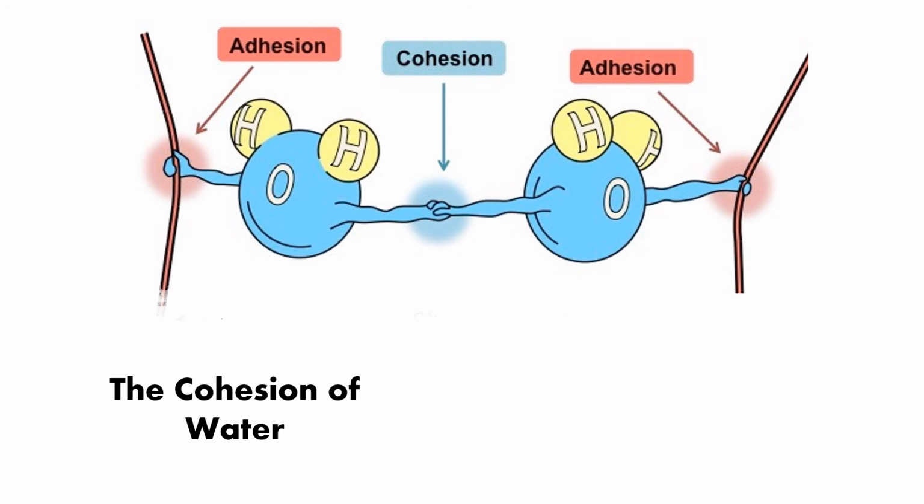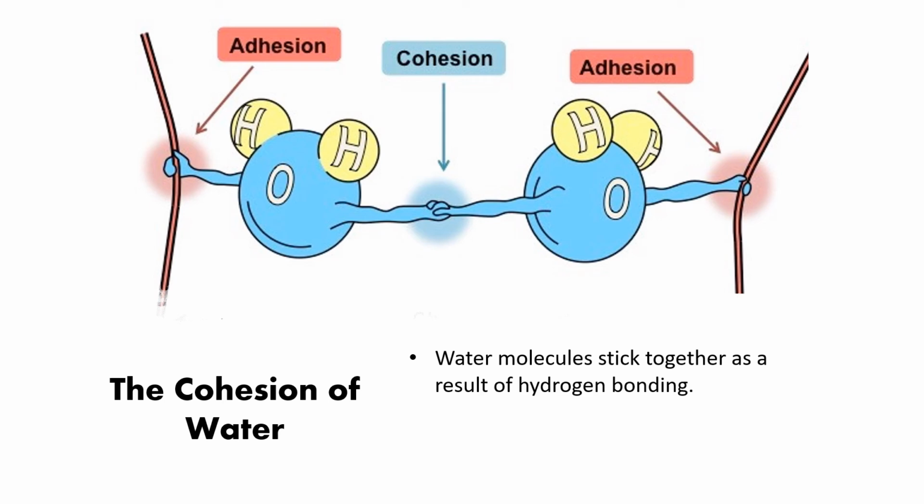So the first is this stickiness, or more scientifically we would call it the cohesion of water. Water molecules stick together because of those hydrogen bonds that are forming. Unfortunately, this cartoon doesn't really show that correctly, because it's showing the oxygens holding hands. But what's really happening is that the slightly positive hydrogen is going to attract to the slightly negative oxygen, which would cause the actual water molecules to stick together.